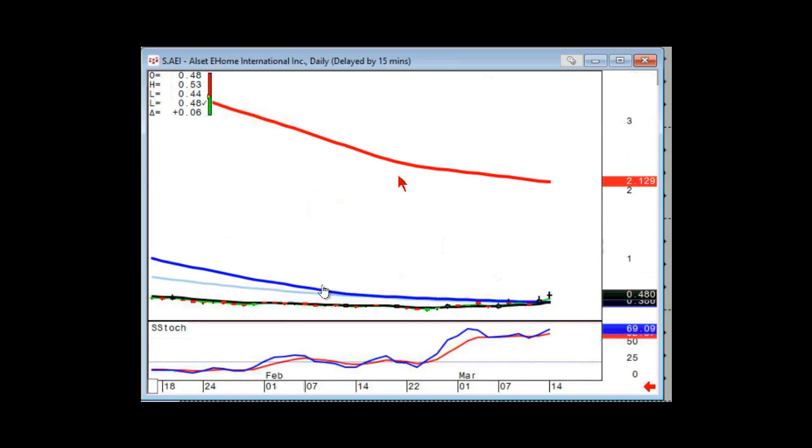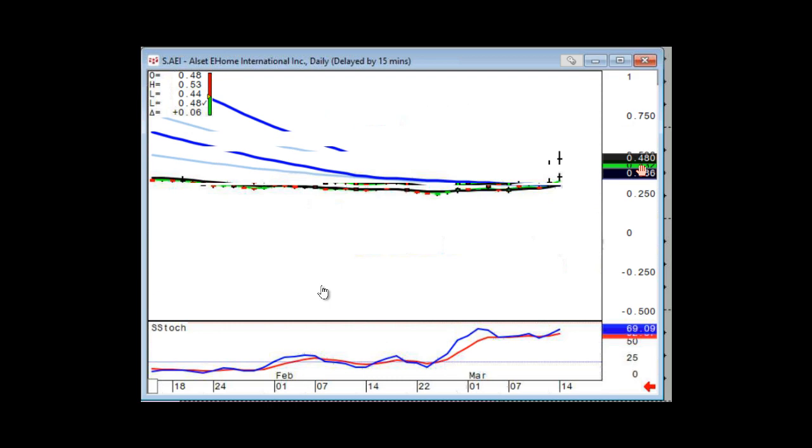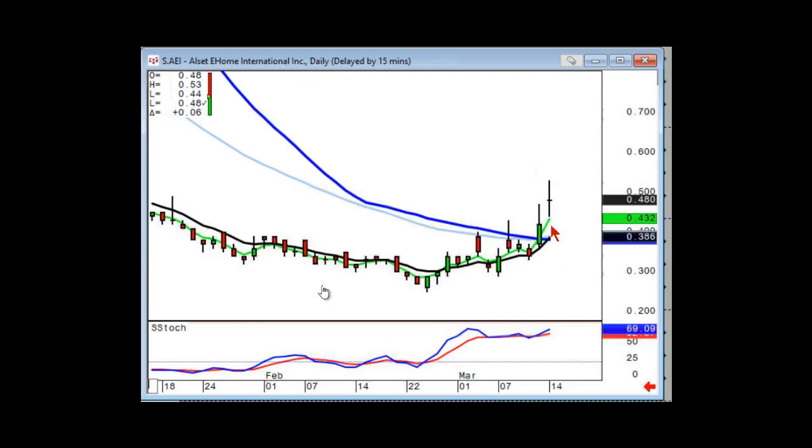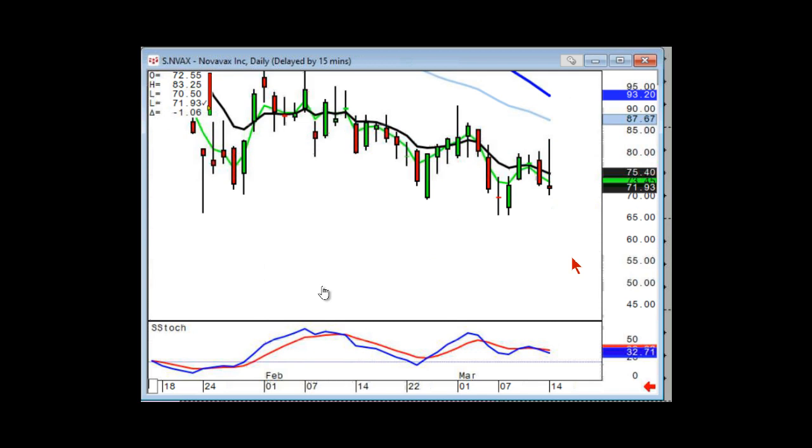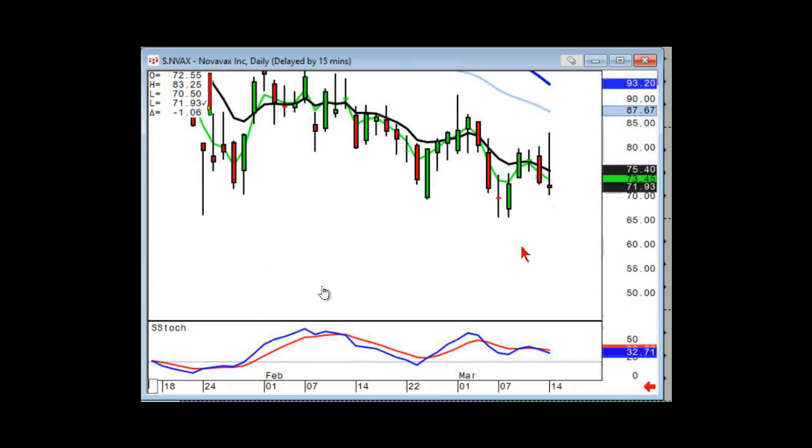AEI. That's a fry pan bottom. Just make sure your volume on a 48-cent stock is very hefty. NVAX? No. Well, I guess you could. If it opens lower, at least you have a bearish doji sandwich, so you could short it. Might not be your strongest looking short.